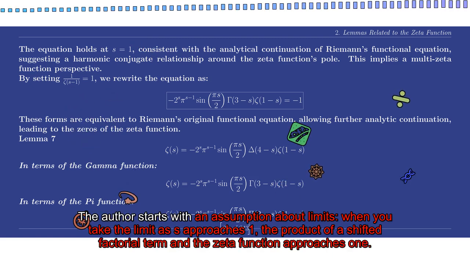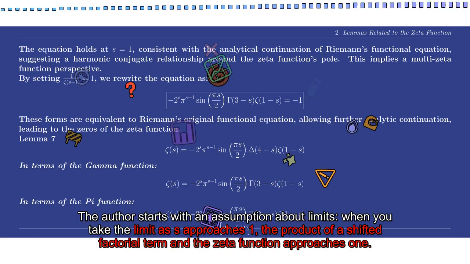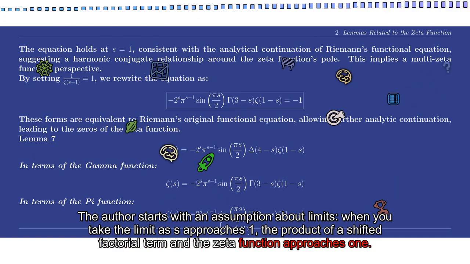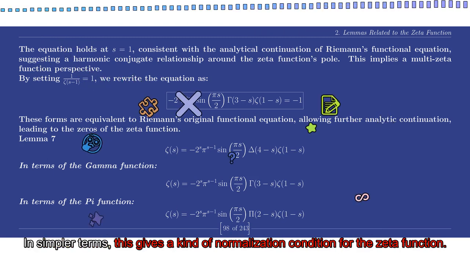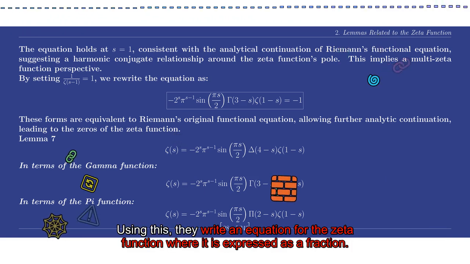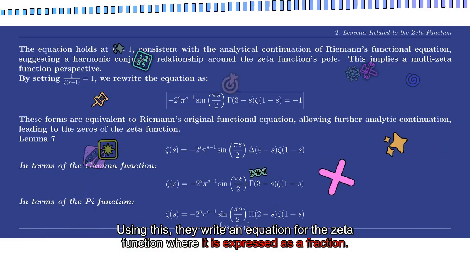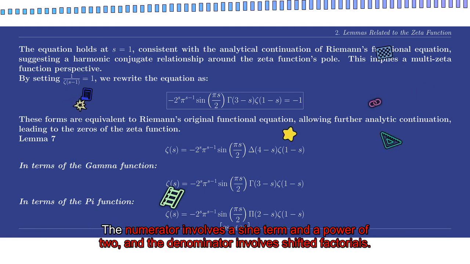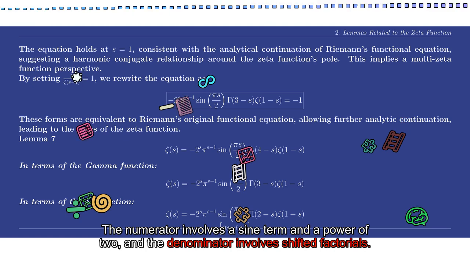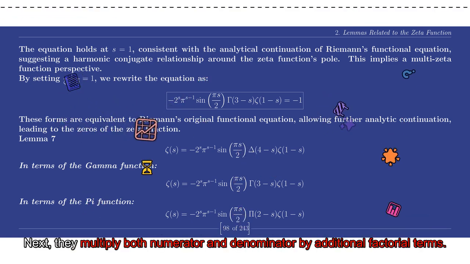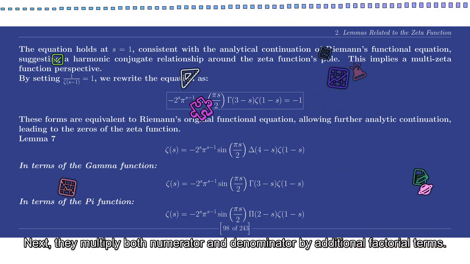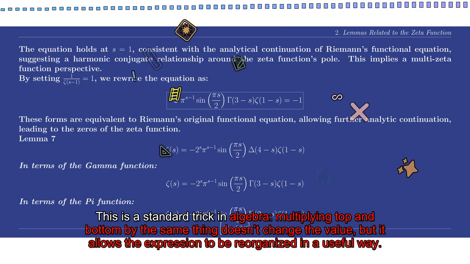The author starts with an assumption about limits. When you take the limit as s approaches 1, the product of a shifted factorial term and the zeta function approaches 1. In simpler terms, this gives a kind of normalization condition for the zeta function. Using this, they write an equation for the zeta function where it is expressed as a fraction. The numerator involves a signed term and a power of 2, and the denominator involves shifted factorials. Next, they multiply both numerator and denominator by additional factorial terms. This is a standard trick in algebra.